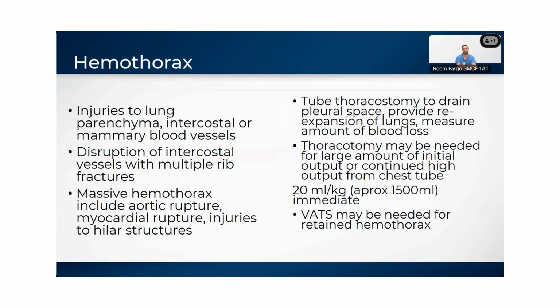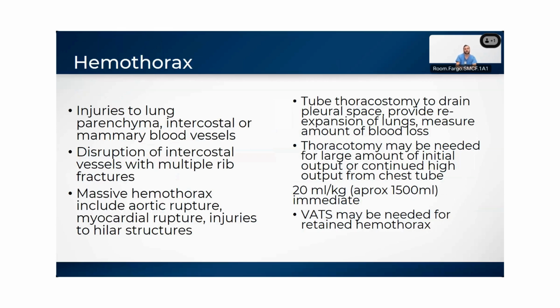And some of these patients may require surgery to drain the chest and wash it out. In an upright x-ray, 200 to 300 mLs of blood is what is needed in the pleural space to detect a hemothorax.